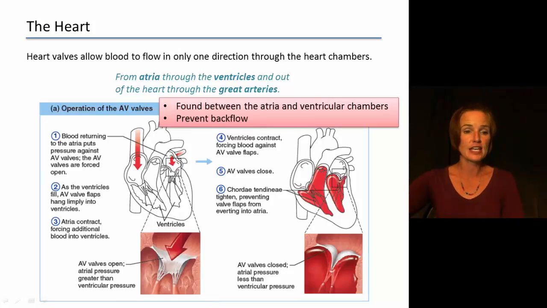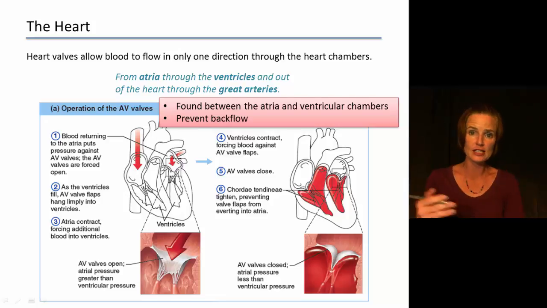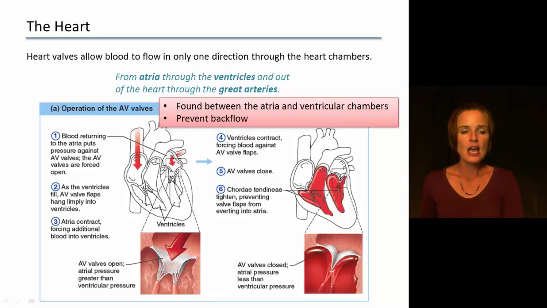The first ones are what we call the AV valves, and we call them the AV valves because these are valves that are found between the atria and also the ventricles. And their job is to prevent backflow. So if we have the atria sending the blood to the ventricles, we don't want it to go back into the atria again. It's supposed to keep moving forward. And that's what these valves are going to do. It really requires the coordinated contraction of the atria and the ventricles to ensure that the valves work properly.